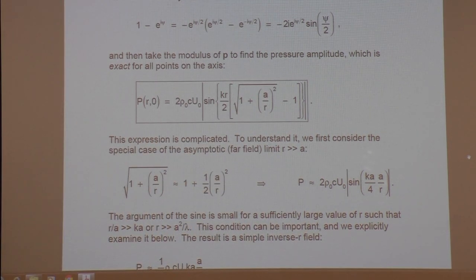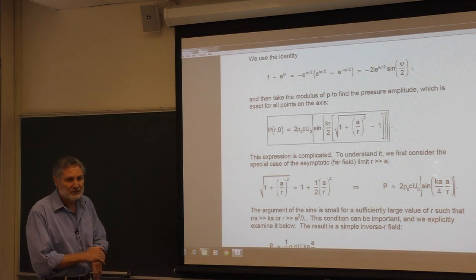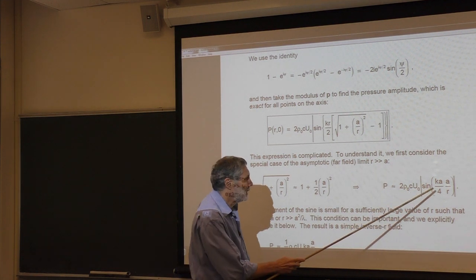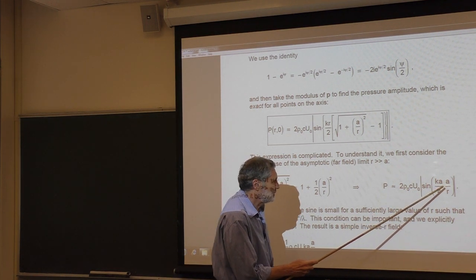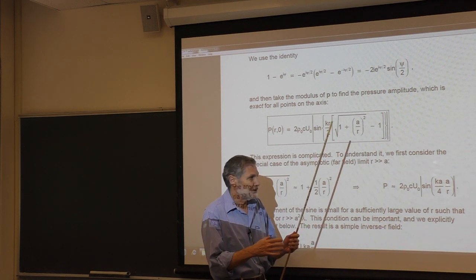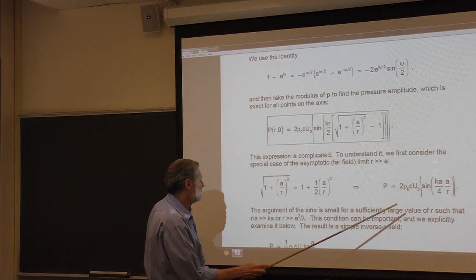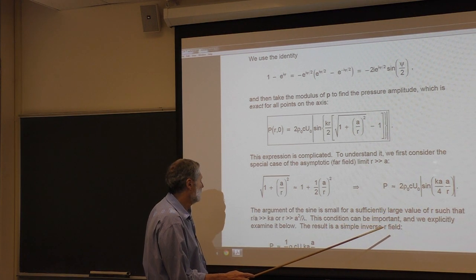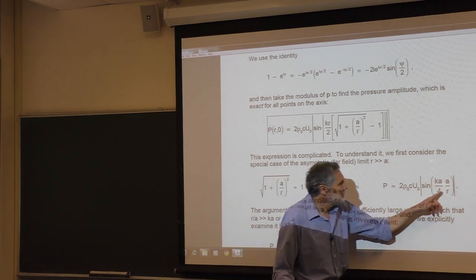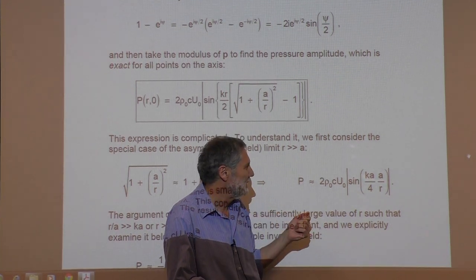So we're forced to recognize something here. If we want to go far away where we get a simple sound field, which often happens in practice, we can't just take R to be much larger than A, the size of the source. We also have to assume that R is sufficiently big that it beats out this. How do I say this?